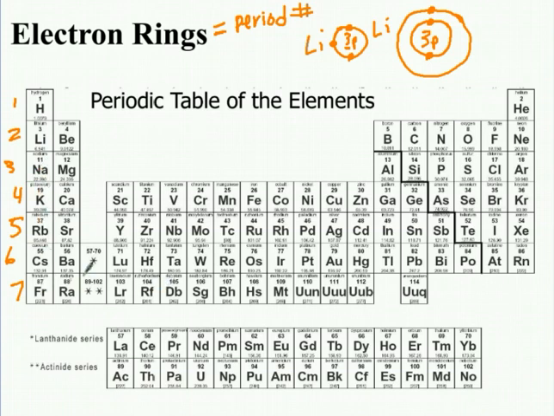It's in the 7th row, which means that it's going to have 7 electron rings. All right, here's another one. Let's go bromine right here, Br. All right, since Br is over here, I'm just going to count.